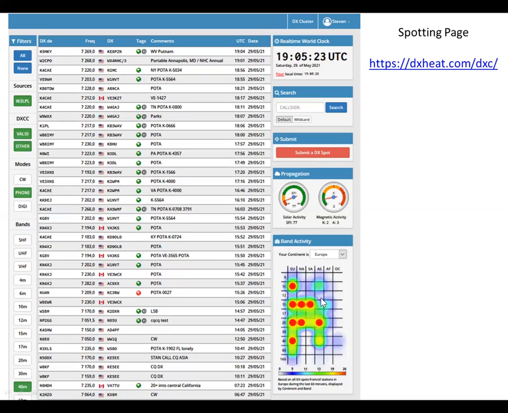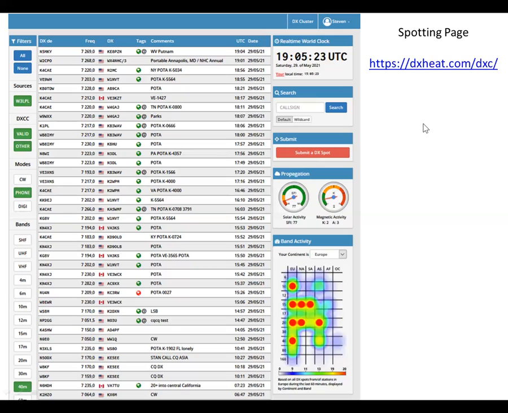And then this is another section where it shows the relative activity. I didn't select North America, but let's say you were in Europe. This would be telling you that 10, 15, 20, and 40 are receiving the most spot activity at this point in time, and those would be the more active bands if you're wanting to look for some place to operate. So that's a spotting network.